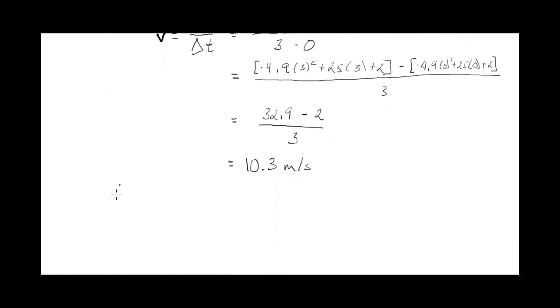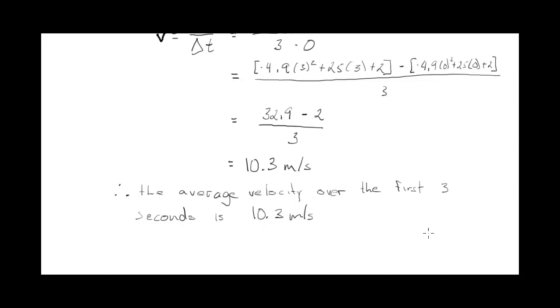So therefore, the average velocity over the first 3 seconds is 10.3 meters per second. So this was an average velocity question.